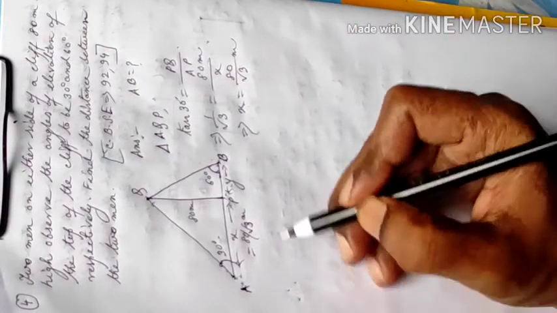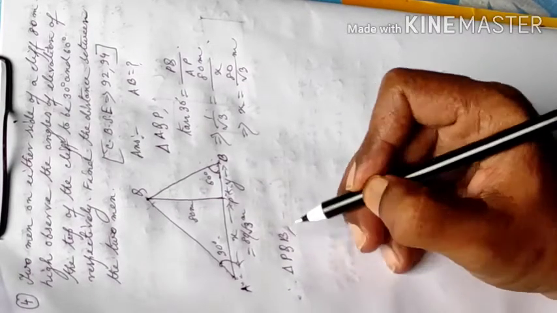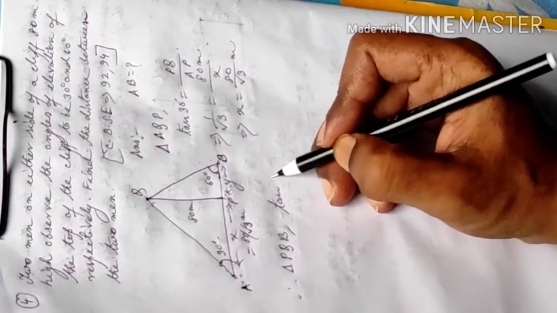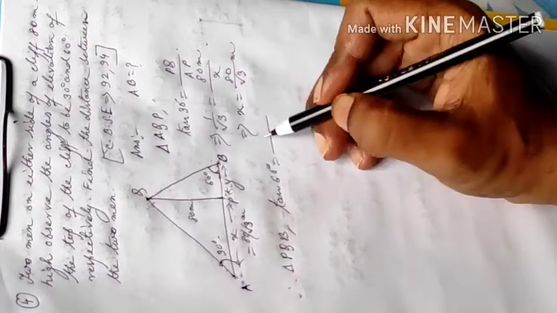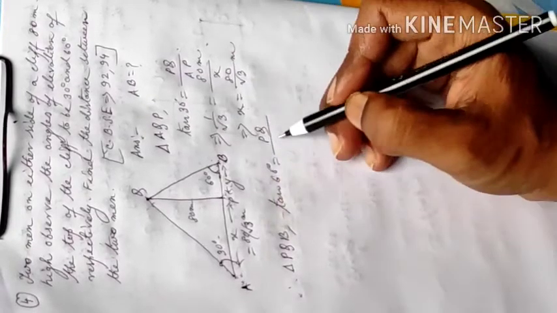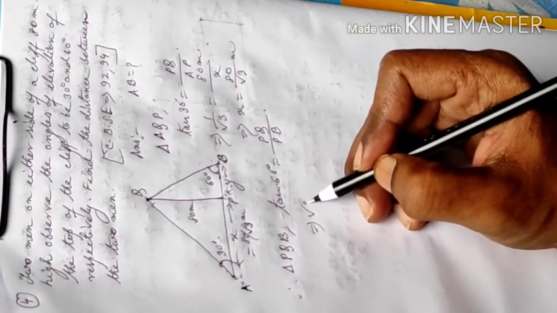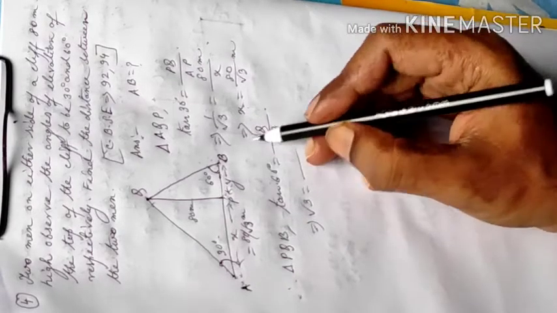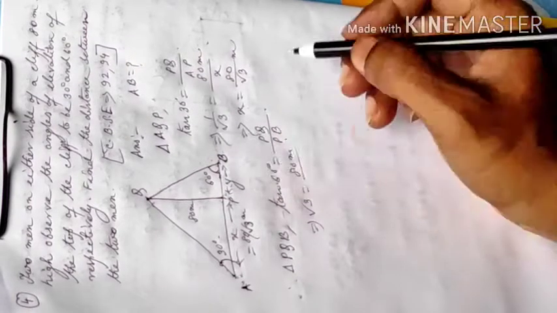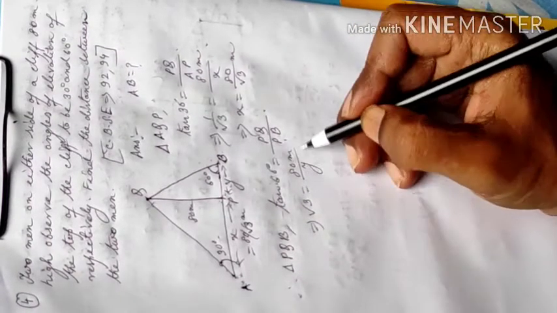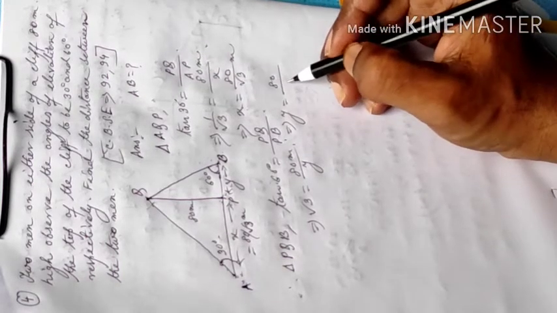Now for the second triangle, this is also a right angle triangle PQB. Take tan 60 degree. Tan 60 degree is equal to perpendicular by base. Perpendicular means PQ, base means PB. Here tan 60 degree is equal to root 3, and PQ, the height of the cliff, is equal to 80 meter. And suppose this distance AB is equal to y. Then y is equal to 80 by root 3 meter.